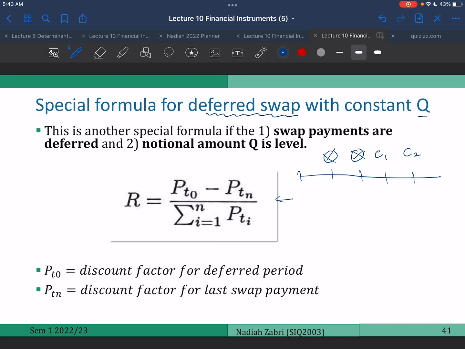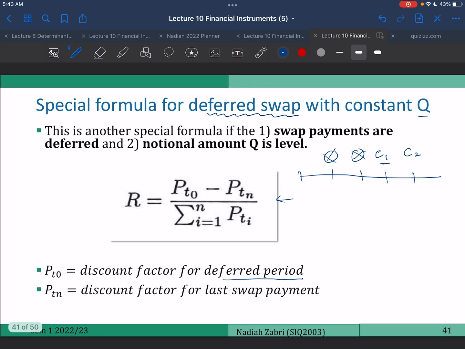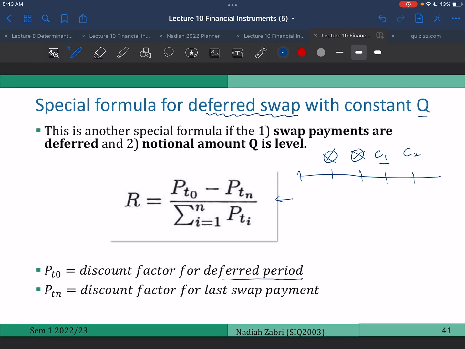It will be, this is the discount factor for the deferred period. Okay, not the first payment, the deferred period. So the deferred period is 2. So you have to do P2 minus P_N, where N is the timing of the last payment. So the last payment happens at time 4. So P4. So N is not the number of payments, okay? It is the timing of the last payment.